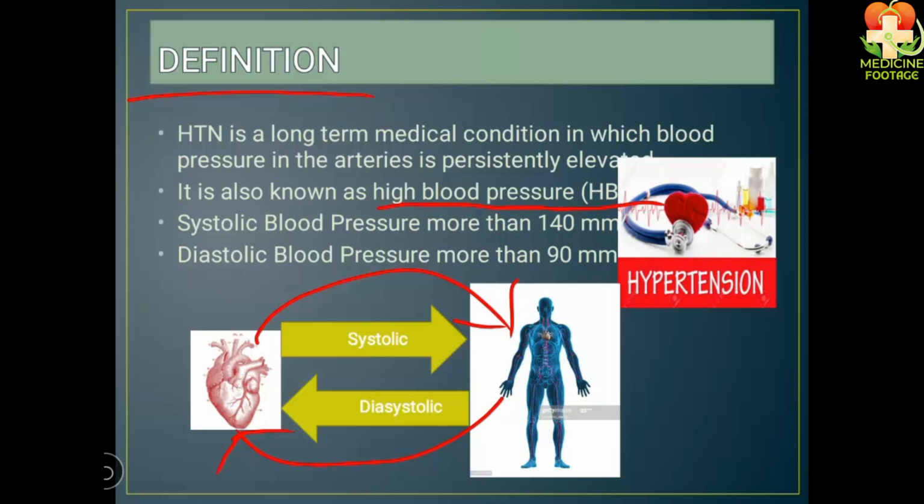So, the blood that returns from the body to the heart, we call it diastolic. And the blood that goes from the heart to the body, we call it systolic blood pressure. So, the normal systolic blood pressure of our body is 120 and the diastolic blood pressure is 80. Whenever the systolic blood pressure goes above 120 and the diastolic blood pressure goes above 80, we say that the person has hypertension.